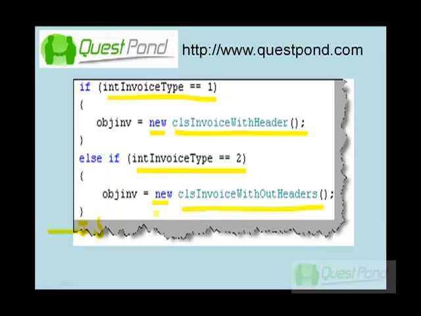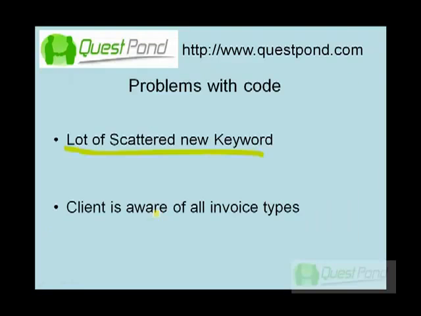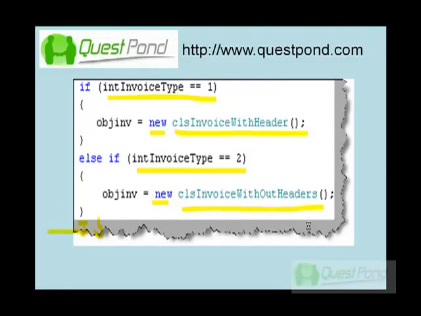Because of this new keyword scattered across the client code, your client code complexity increases drastically, and this also leads to maintenance problems associated with the code. The second problem is that the client is aware of all the invoice types. Because he's using the new keyword, he's aware that there is a CLS invoice with header concrete type and a CLS invoice without header concrete type.